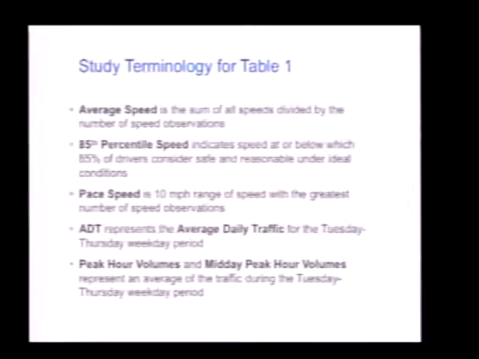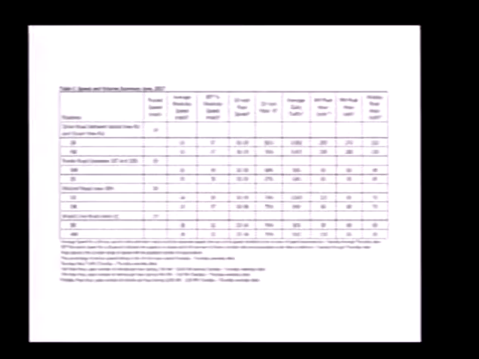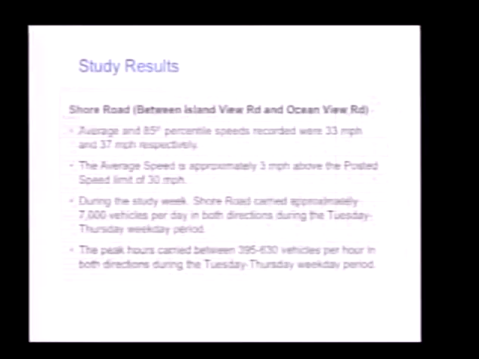And then ADT, average daily traffic. We collected the data for 7 days, but we used the Tuesday through Thursday time slot for doing all this analysis. Peak hour volumes and midday peak hour volumes represent an average during those time periods. The table is difficult to see, so I'm glad that I decided not to go with that. We did a summary of each road.